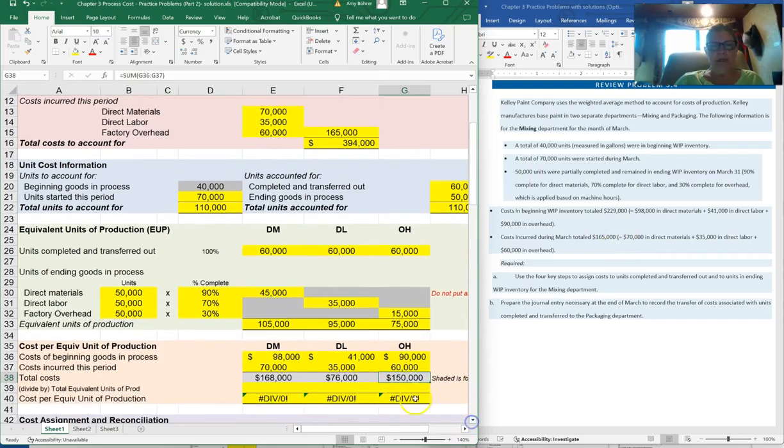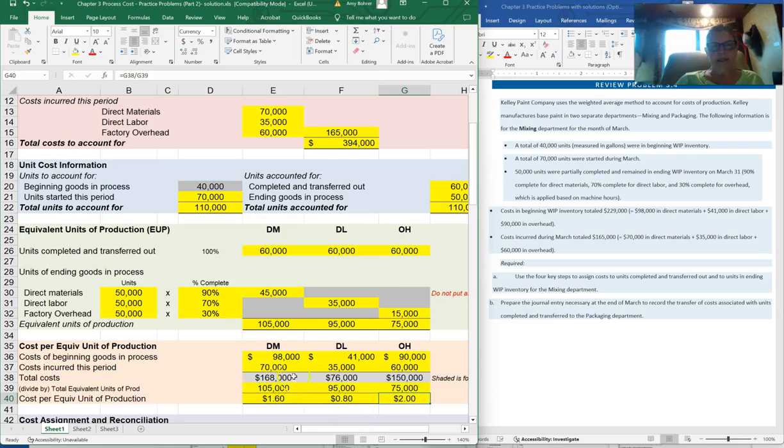And I already had a formula in here. It's adding up the 98 plus the 70 to give me 168,000 total costs for direct materials, 76,000 for direct labor, and 150 for overhead. Now it's telling us they want that total equivalent units of production that we calculated in the last step to put down here, and we're going to divide these two. So all you have to do is take the numbers that you calculated right here and bring them down. So 105,000 was direct materials, 95,000 was direct labor, and 75,000 was overhead.